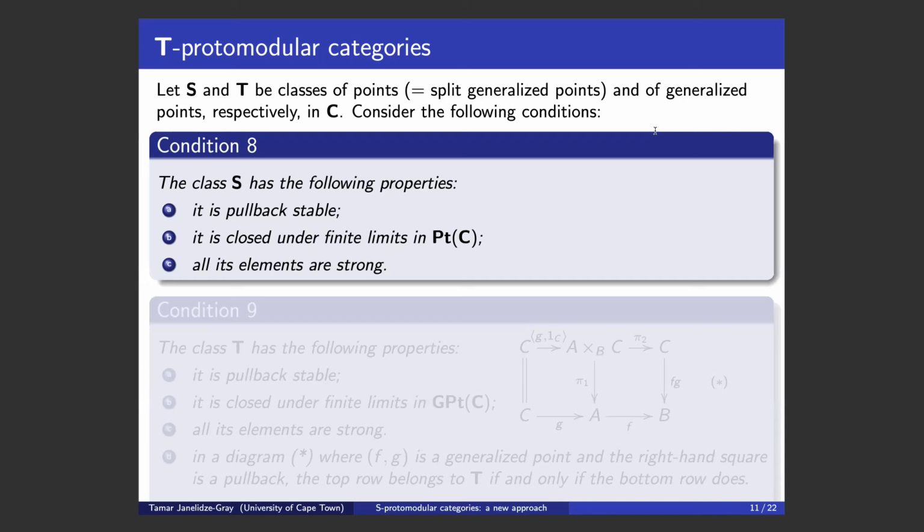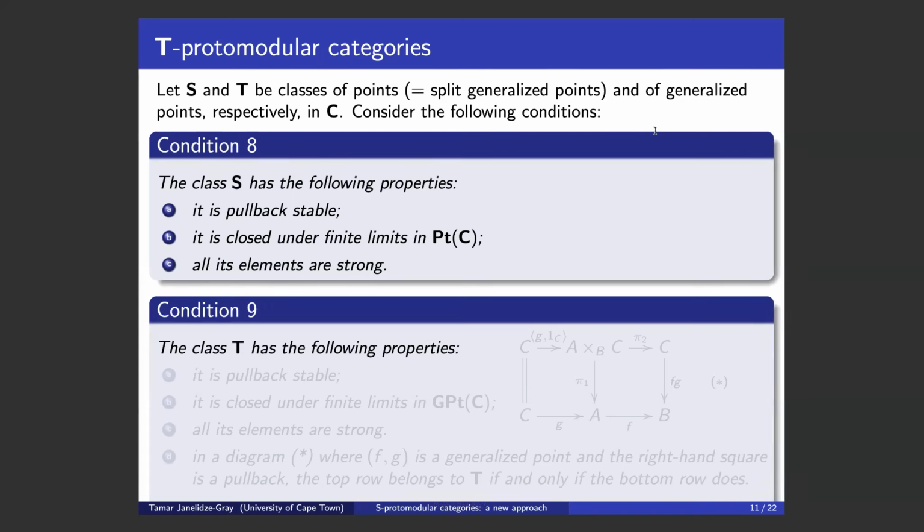And now let's see what conditions we put on T, where now we take T to be a class of generalized points. And in fact, I've put these two sets of conditions together so we can see where the conditions that we have in condition 9 are coming from and how they are related to the conditions in condition 8. So we have again pullback stability. T is pullback stable. It is closed under finite limits, but now we say that it's closed under finite limits in generalized points in C. We again have that all of its limits are strong. So far A, B, C in condition 9 is exactly the same, well, essentially the same as in condition 8.